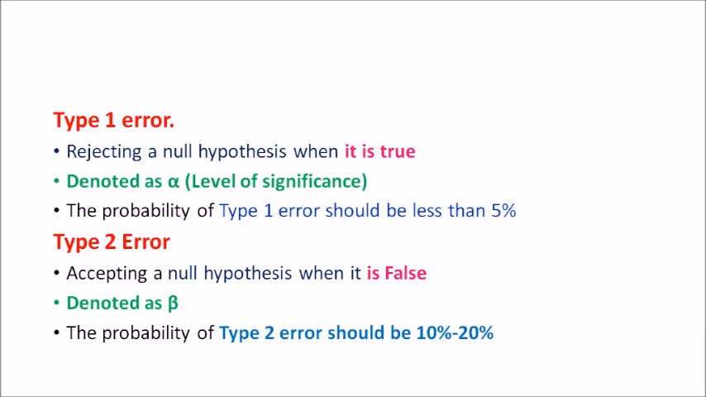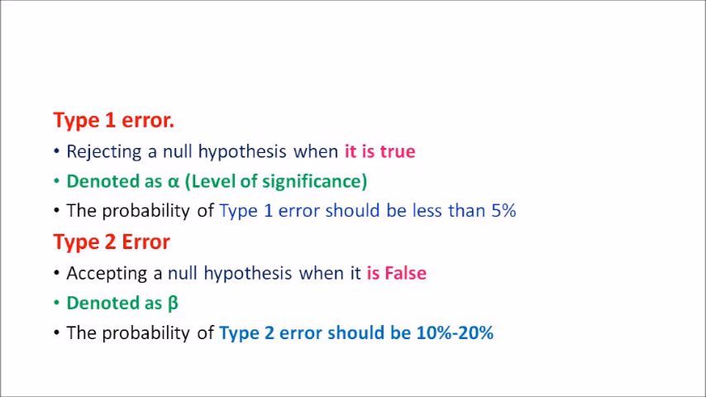Clear. So what is type 1? Rejecting a null hypothesis when it is true. It is denoted as alpha, that is the level of significance. The probability of type 1 error should be less than 5%. Remember this always. It should be less than 5%.